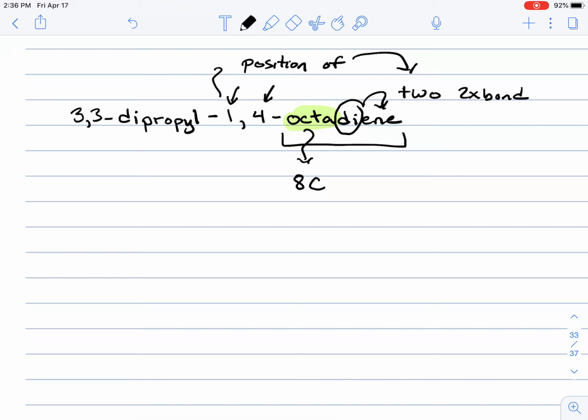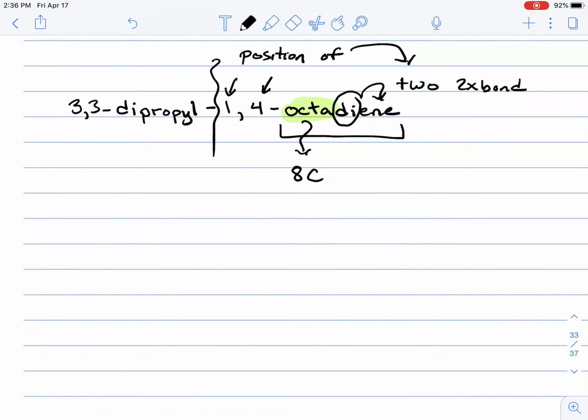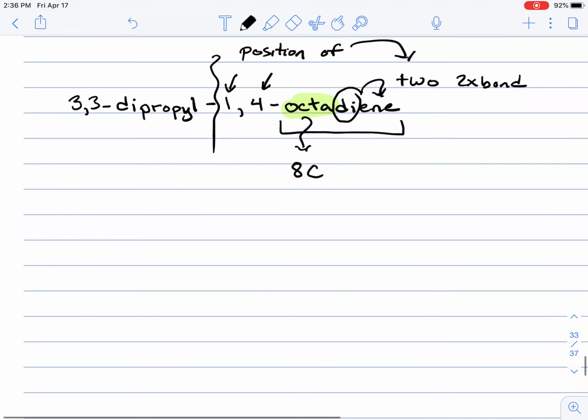And so everything to the left of that number is going to be my substituent. And so I'm going to ignore that for now. And I want to just focus on the right side of that squiggly line that I marked, because that's going to be my parent chain. So octadiene. So the moment you put your pencil down, that's carbon 1, 2, 3, 4, 5, 6, 7, 8, and I'm done. Okay.